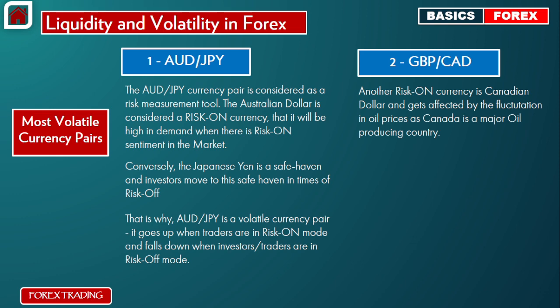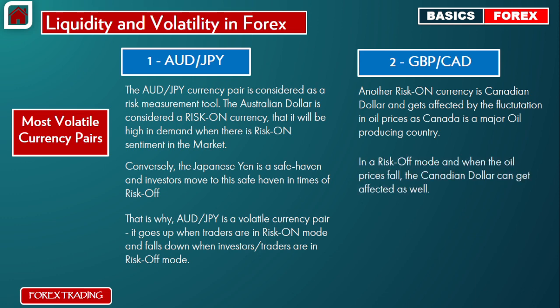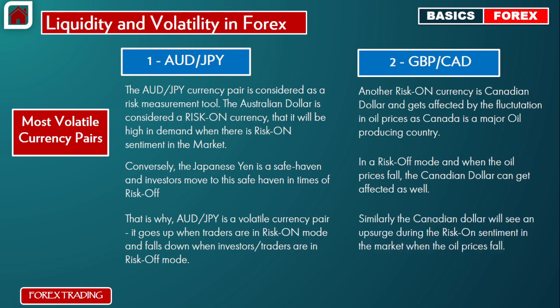Another risk on currency is the Canadian dollar, and it gets affected by the fluctuation in oil prices, as Canada is a major oil producing country. And in a risk off mode, when the oil prices fall, the Canadian dollar can get affected as well. And similarly, the Canadian dollar will see an upsurge during the risk on sentiment in the market when the oil prices rise.